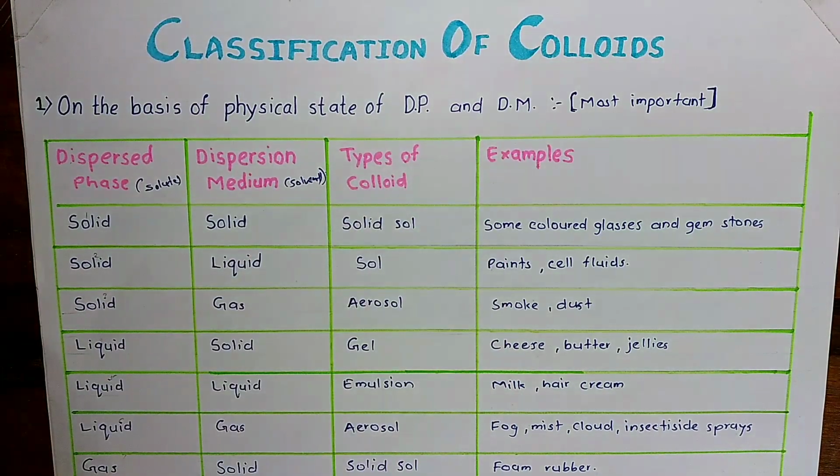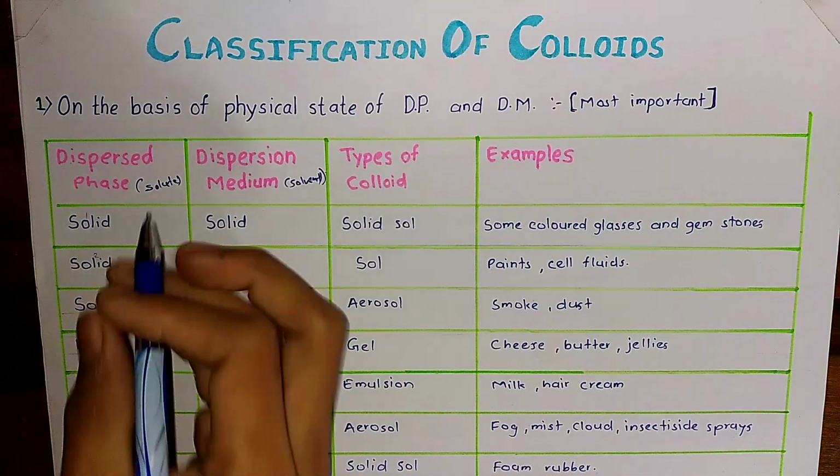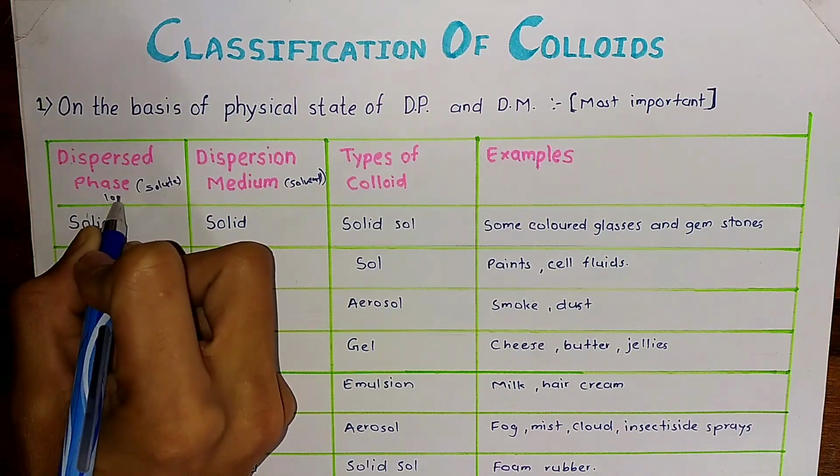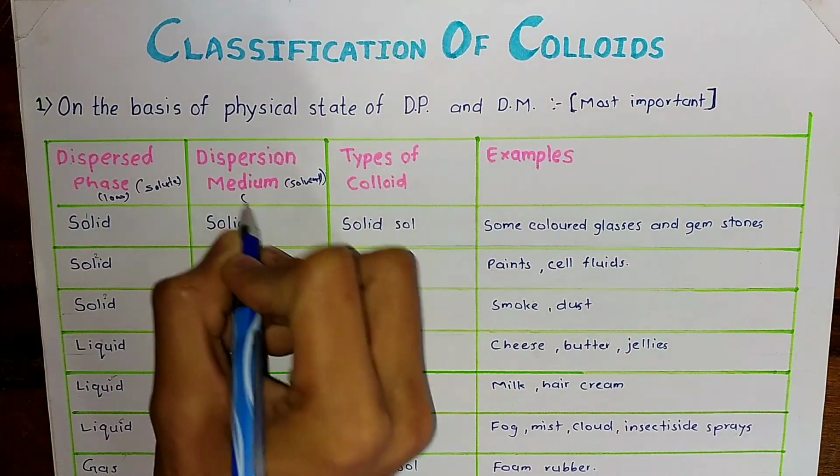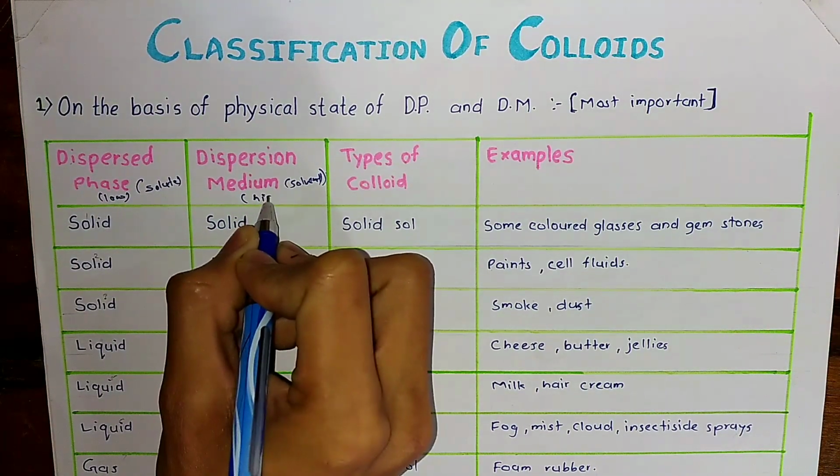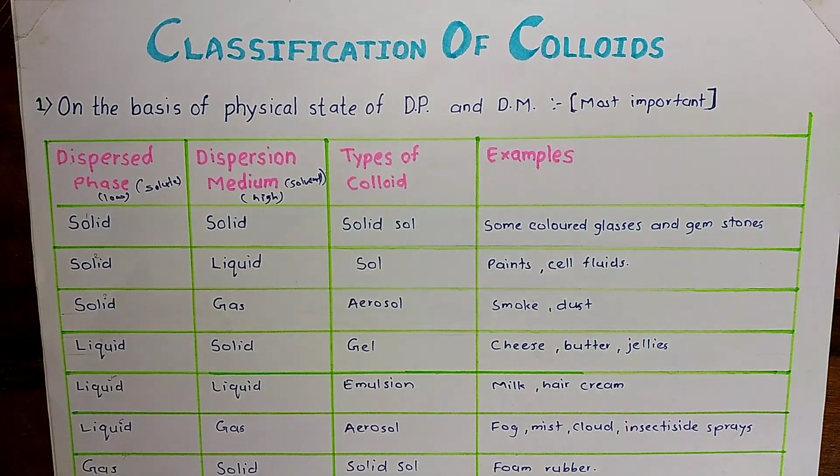As we compared colloids to solutions, the dispersed phase is always in low quantity and the dispersion medium is always in high quantity as compared to the dispersed phase. We have to remember this thing.